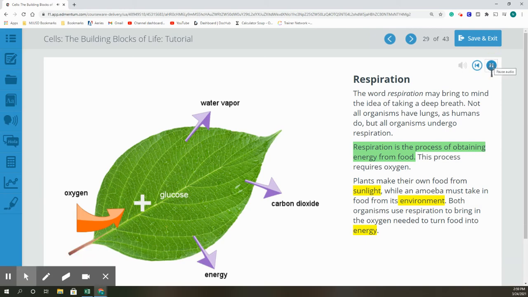Respiration. The word respiration may bring to mind the idea of taking a deep breath. Not all organisms have lungs, as humans do, but all organisms undergo respiration. Respiration is the process of obtaining energy from food. This process requires oxygen. Plants make their own food from sunlight, while an amoeba must take in food from its environment. Both organisms use respiration to bring in the oxygen needed to turn food into energy.